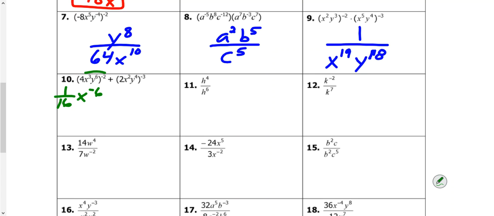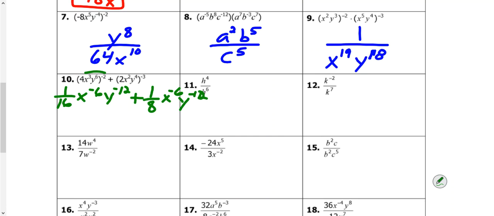And then y to the 6th to the -2 would give me a y to the -12. And that's going to be added to 2 to the -3rd. That'd be 2 times 2 times 2, which would be 1/8, since it's a negative. X squared to the -3rd would be x to the -6. And y to the 4th to the -3rd would be y to the -12.